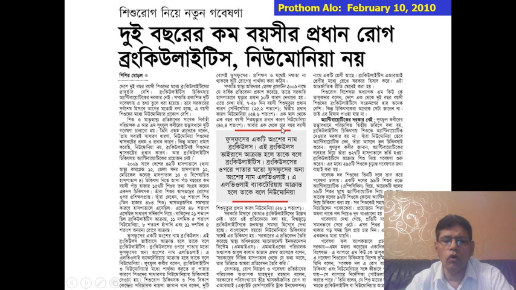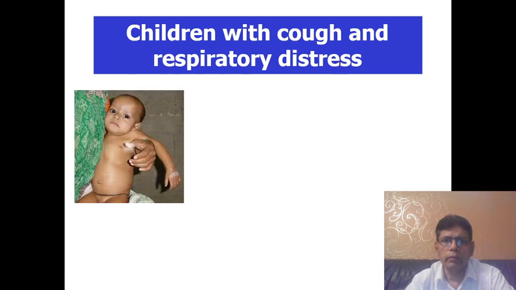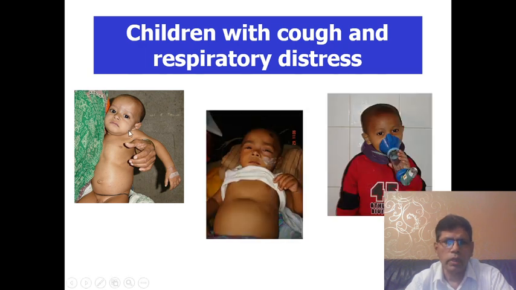A study was conducted all over Bangladesh with more than 5,000 children under 5, and I found the commonest cause of respiratory distress in young children is bronchiolitis, not pneumonia. It was published in Pathology in 2010. Now, children are coming with cough and respiratory distress. The different diagnoses are 3. Number 1 is bronchiolitis, number 2 is pneumonia, and number 3 is asthma.